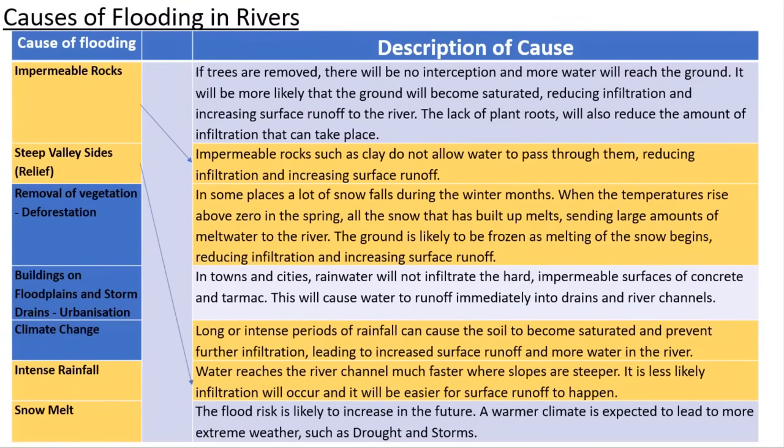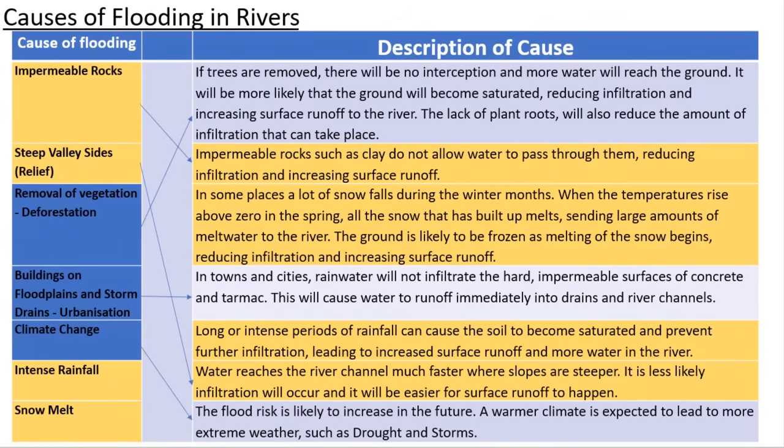Okay, so steep valley sides. Again, that's about how steep the slope is, more likely to get there faster, less infiltration, more surface runoff. Take the vegetation away or deforest the area, less interception, less infiltration, more surface runoff. Building on floodplains, again, no infiltration, impermeable surfaces, more surface runoff.